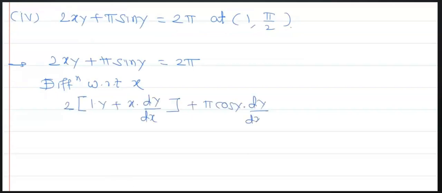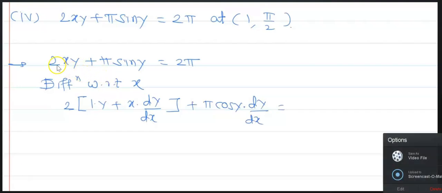Apply the product rule. Here, 2xy is outside the bracket. Find the derivative of xy with the help of the product rule: derivative of x is 1 into y, plus x into dy by dx, plus pi as it is, since it's a constant multiplied by a constant. The derivative of sine of y is cos of y into dy by dx, and the derivative of the constant 2 pi is equal to 0.